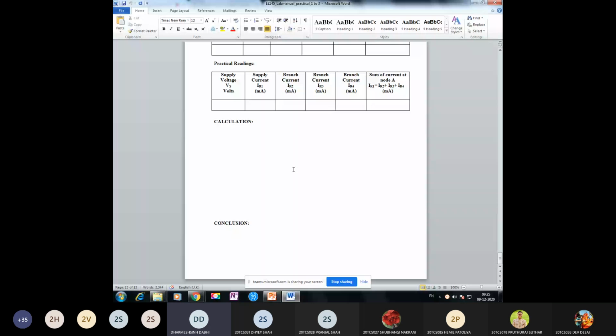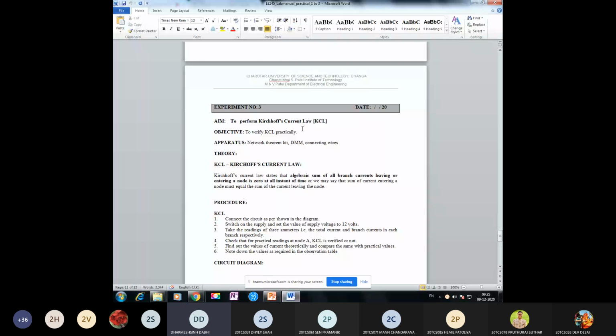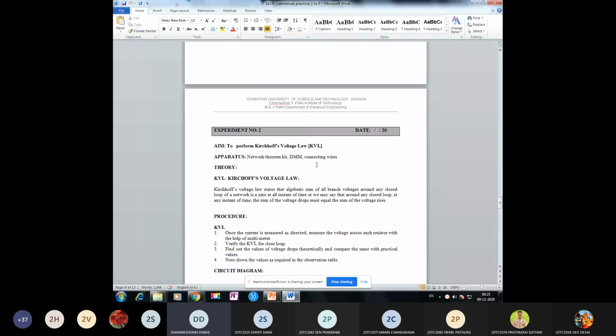Sir, how to submit the experiment? Sir, can we do the calculation by mesh analysis? Yes, yes, yes. In the KCL, you apply the KCL law. Okay. Here in this second practical, you apply the KVL law, the same way as we calculated the examples.